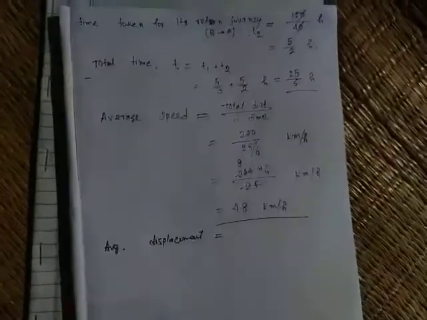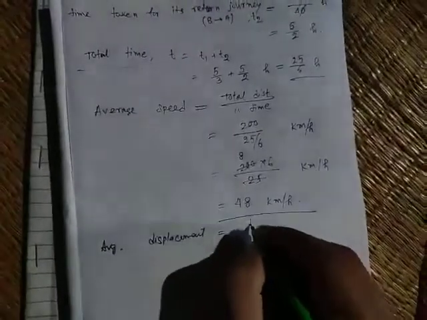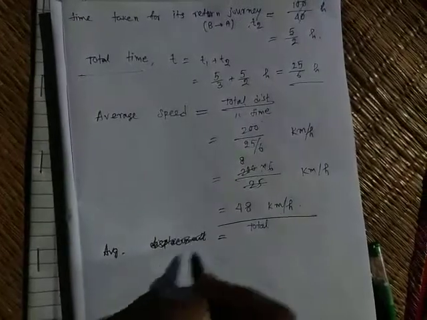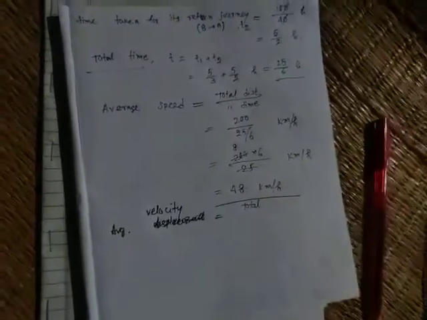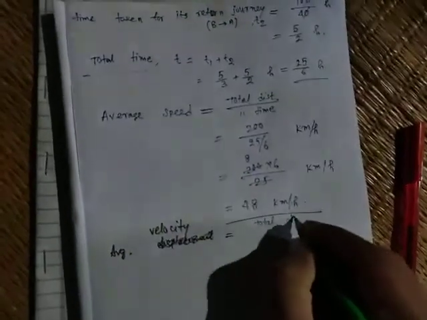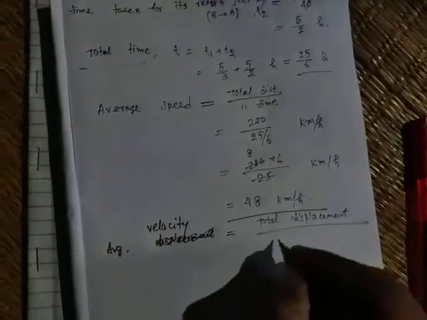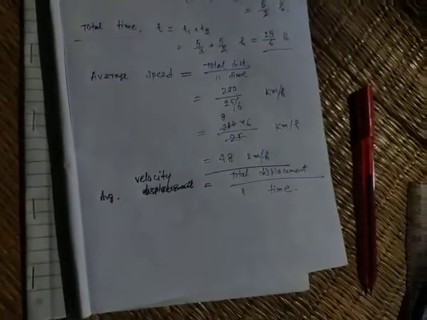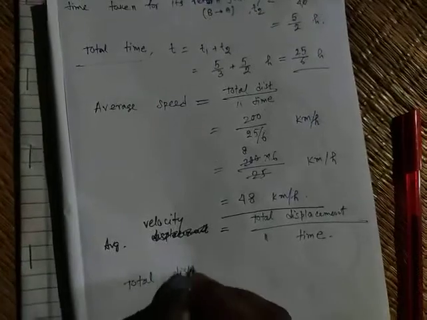What is the formula for the average displacement? Sorry, find the average velocity. Velocity is a vector quantity. So vector quantity means average velocity is total displacement upon total time. Total time will remain the same, but in this case total displacement is equal to what?